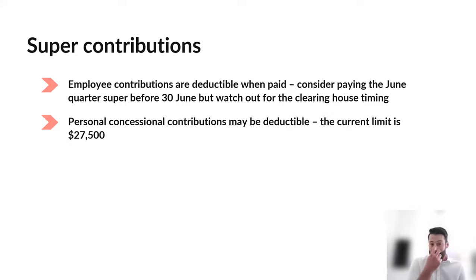The next one we'll talk about is personal contributions. So that's, let's say you as an employer, you as a business owner making contributions to your own fund. If your total contributions for the year are up to 27,500, then provided you've done all your necessary paperwork, those amounts could be deductible to you. So if you were to make a super contribution of 27,500, assuming you haven't paid any other super during the year, that amount should be deductible to you.